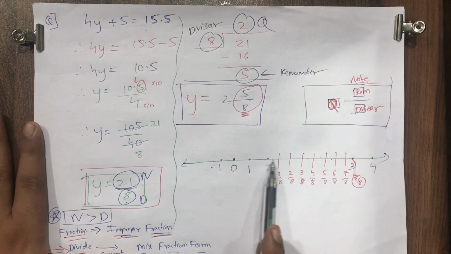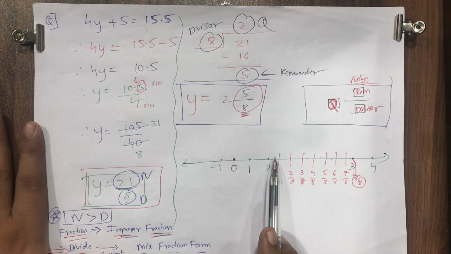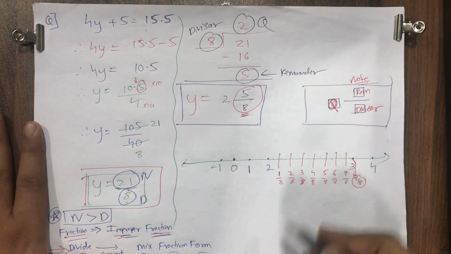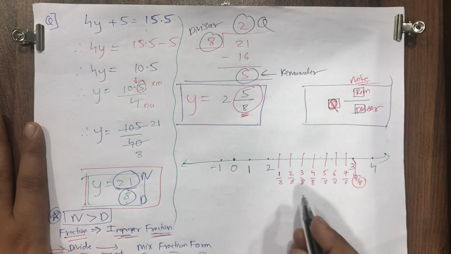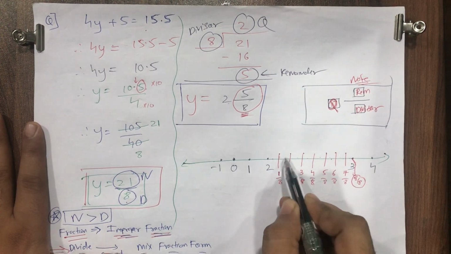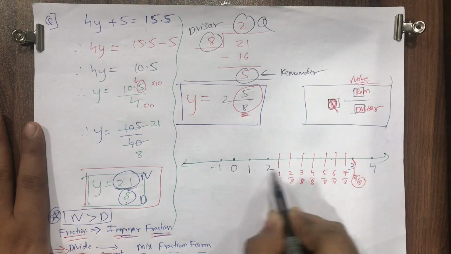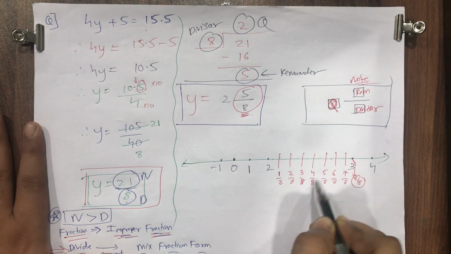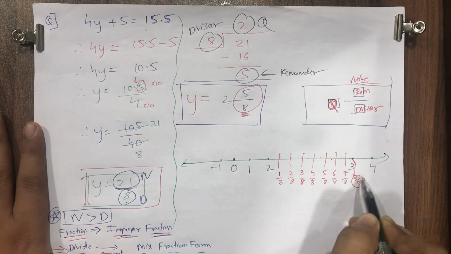See, this gap is the parts. I divide into 8 parts: 1, 2, 3, 4, 5, 6, 7, 8. But how many strokes did I cut? I cut 7 strokes, because when I cut a cake 7 times, there will be 8 parts. So this is the first stroke, so 1 upon 8, because in total there are 8 parts. Second stroke, so 2 upon 8. Third stroke, 3 upon 8. 4 upon 8, 5 upon 8, 6 upon 8, 7 upon 8, and 8 upon 8.